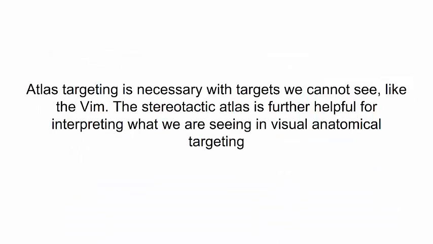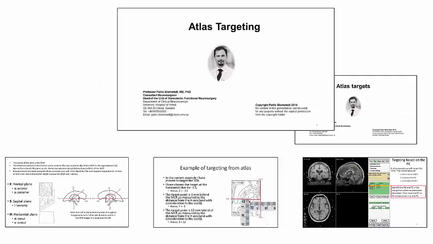Atlas targeting is necessary with targets we cannot see, like the VIM. The stereotactic atlas is further helpful for interpreting what we are seeing in visual anatomical targeting. Atlas targeting is discussed in detail in the corresponding lecture, and if you're interested, you might also consult the lecture on atlas targets.